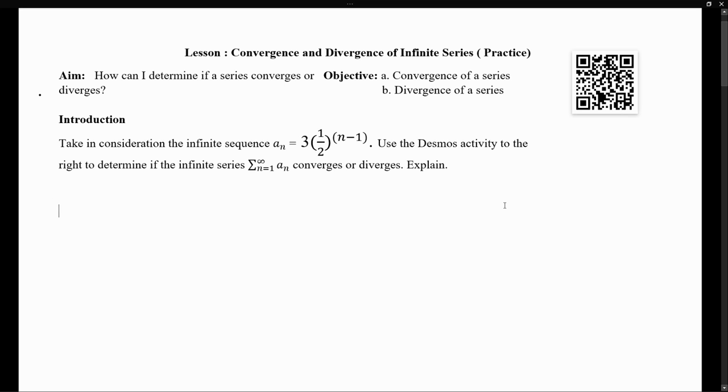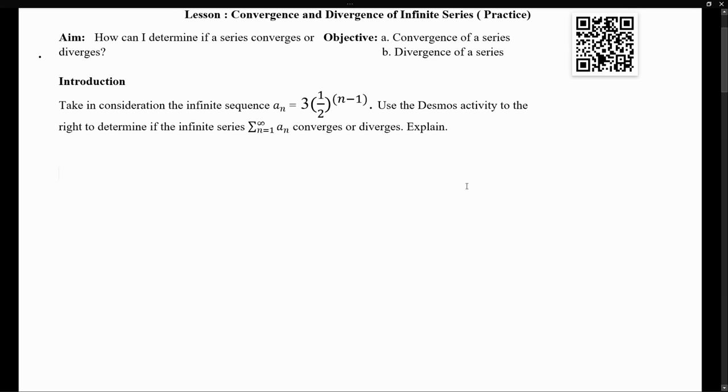In this video, we will do a couple more examples regarding the convergence and divergence of infinite series. So let's start by looking at this introduction question. It states, let's take into consideration this infinite sequence. It's just a sequence. We don't know if it's geometric or arithmetic. We just know that it's a sequence.